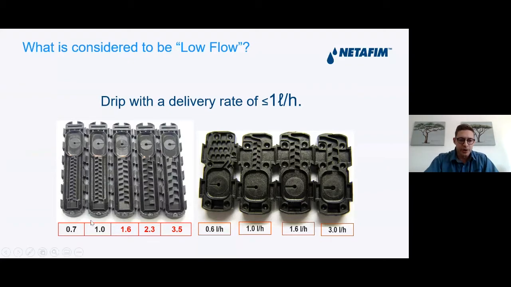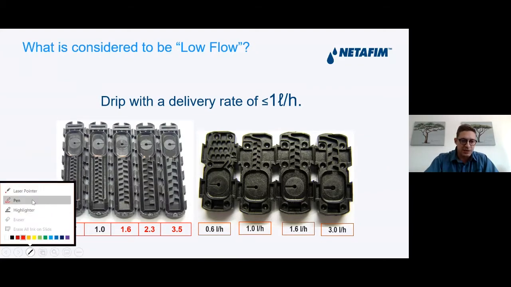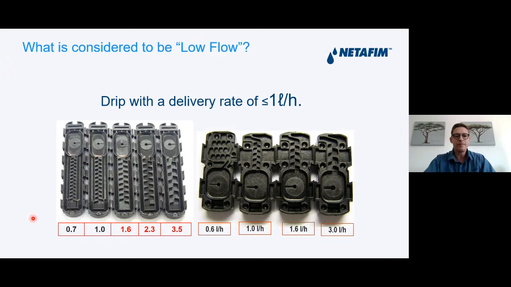What I would like to point out at this stage, if I can just switch on the pointer, is that if we say drip with a delivery rate of 1 liter an hour or less, we basically have two options. We have the 1 liter an hour Uniram dripper, and we also have the 0.7 liter Uniram dripper, which is the more popular one, I must say at this stage.